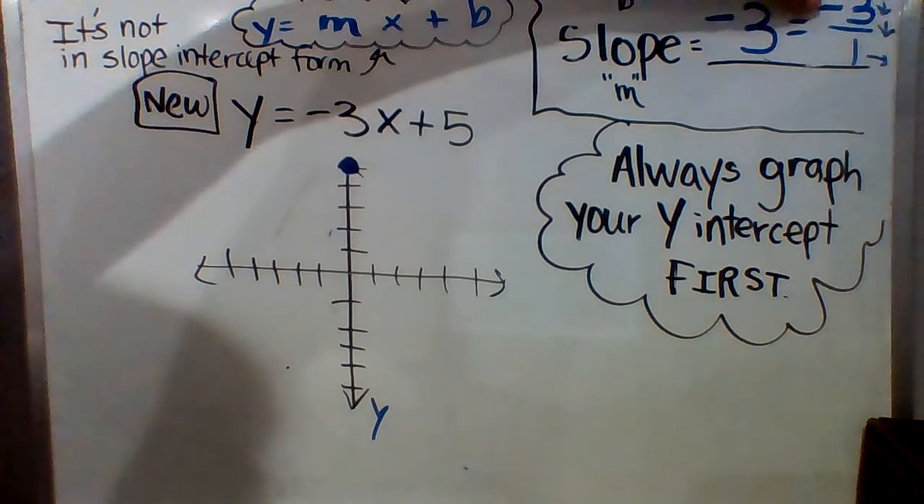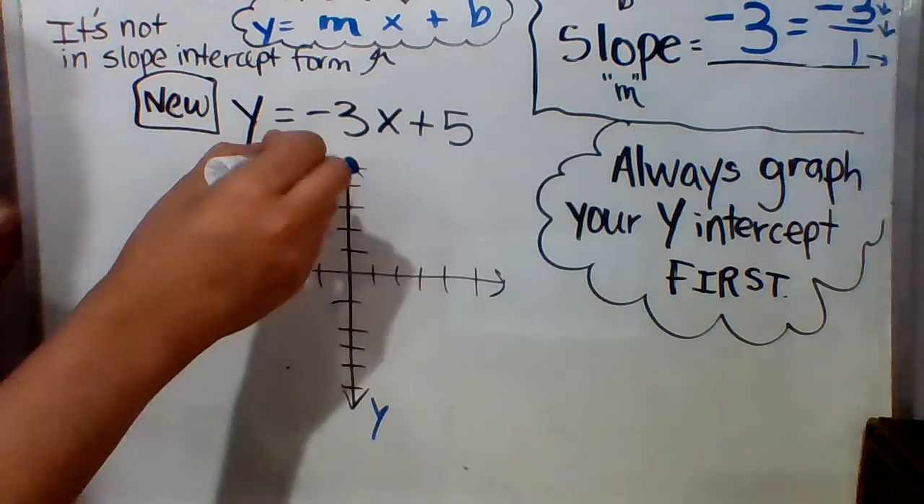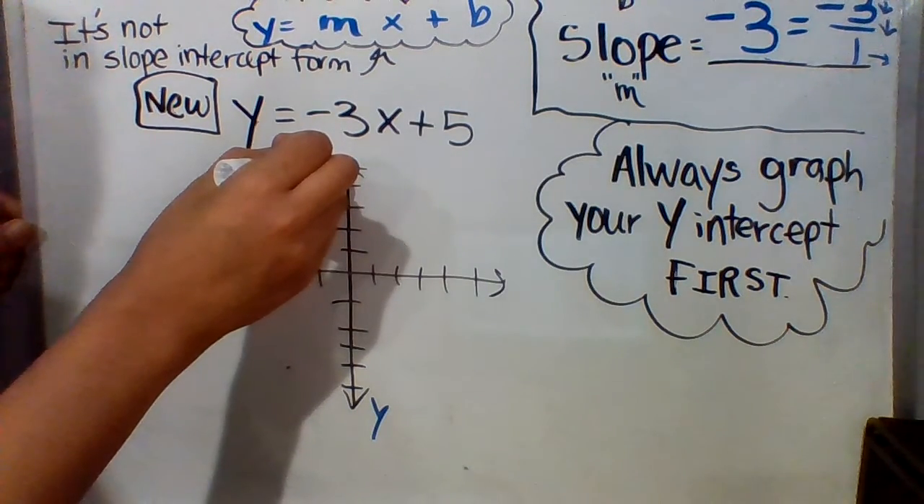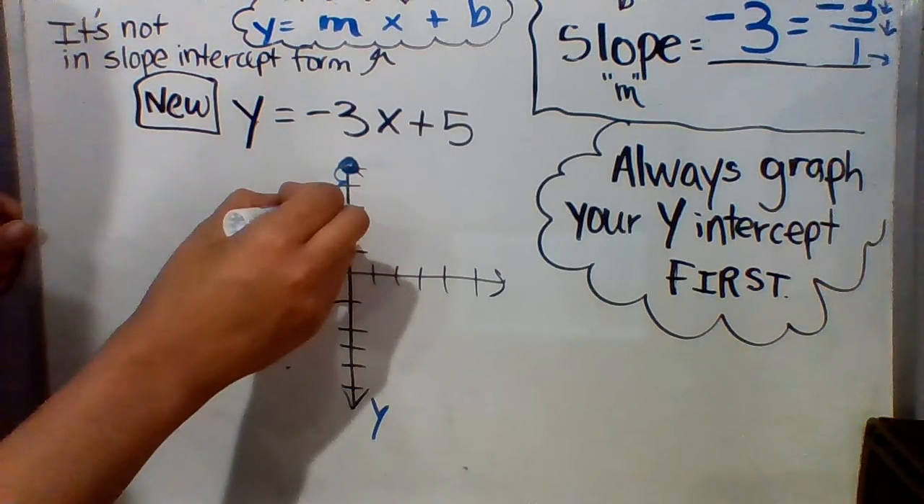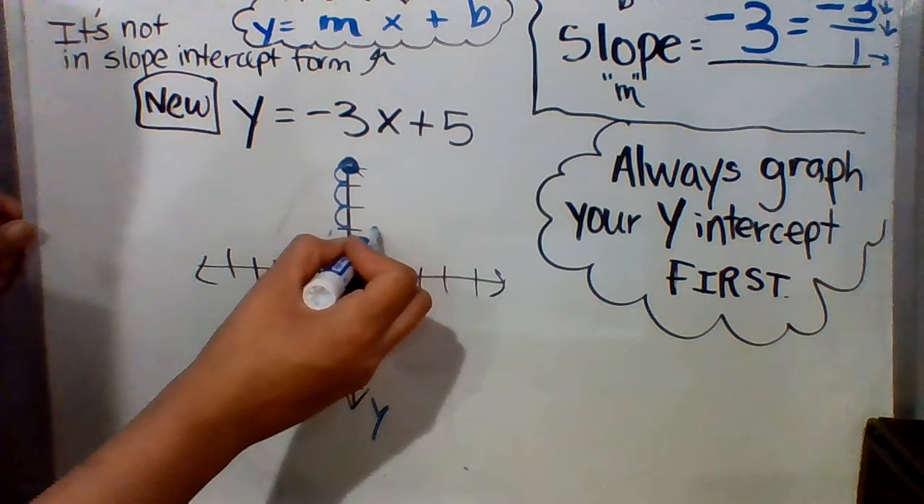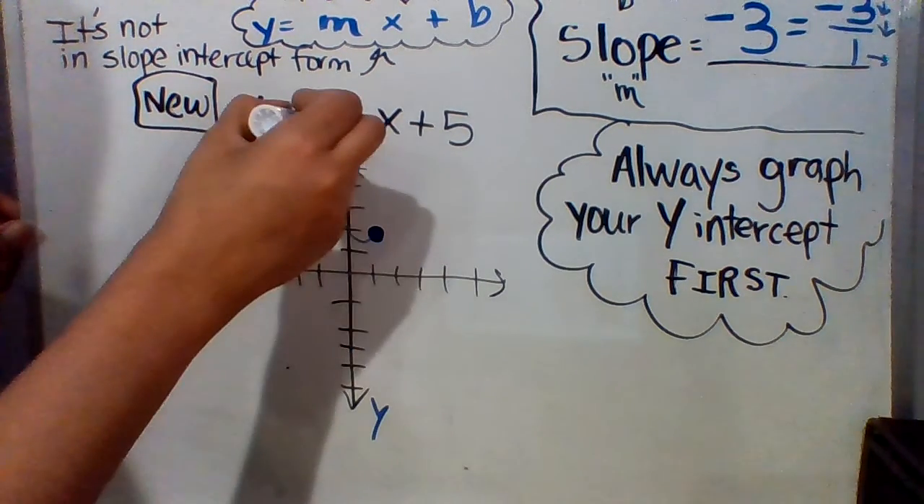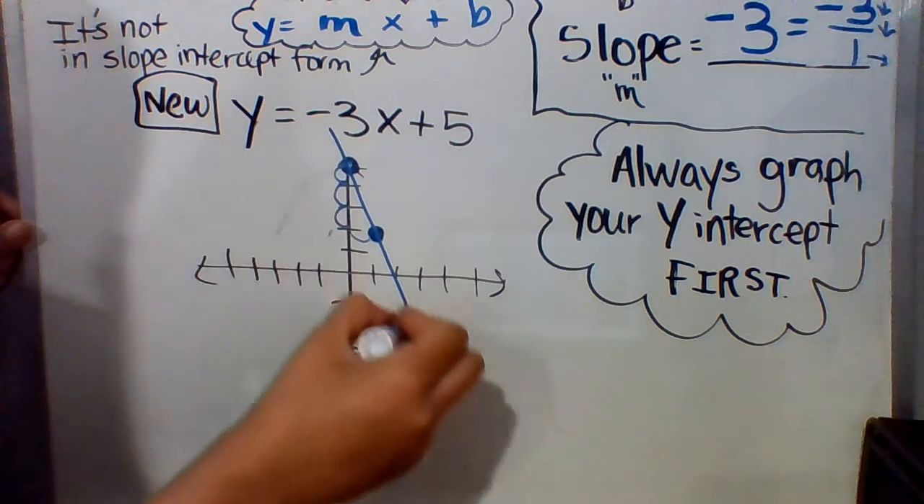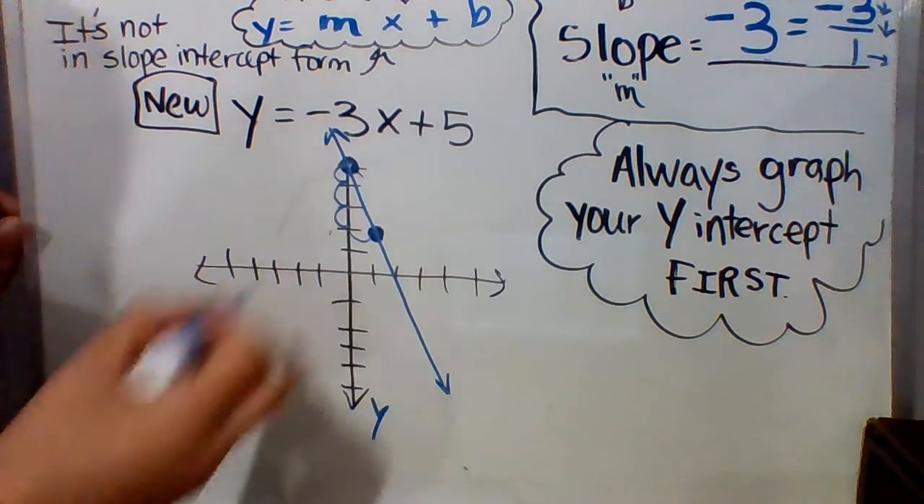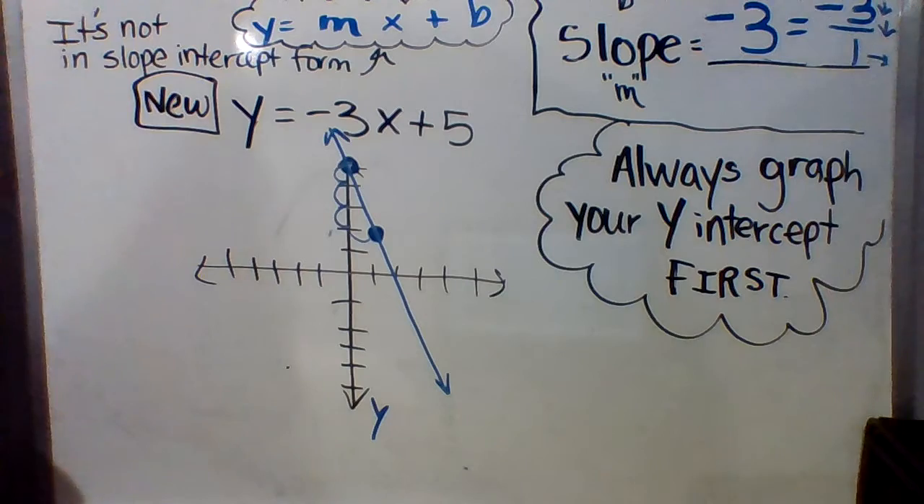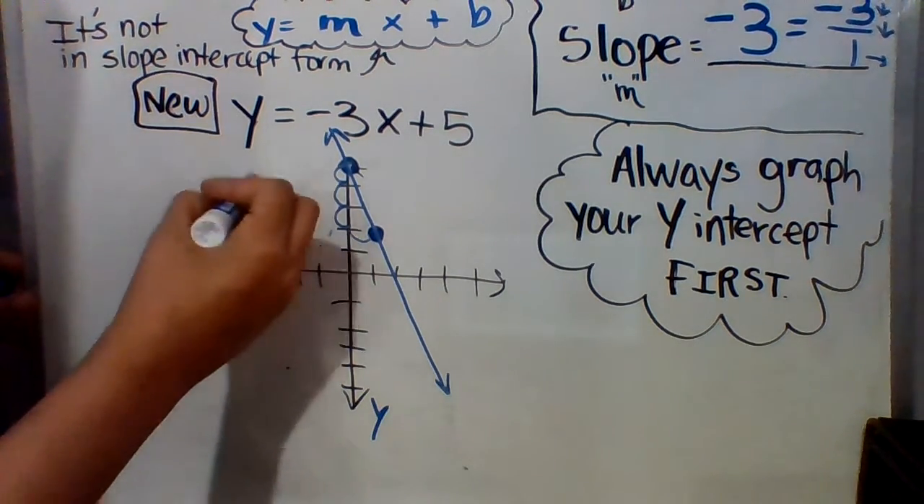From there, I'm going to move down 3 and over 1. So I keep my marker on my y-intercept. From there, I go down 3 and then over 1. I'm always going to go to the right 1. I'm going to connect my dots. And now I'm going to look at my answer choices. Does this look like answer choice A, or does it look like answer choice B? So if you take a close look, it looks like answer choice A.